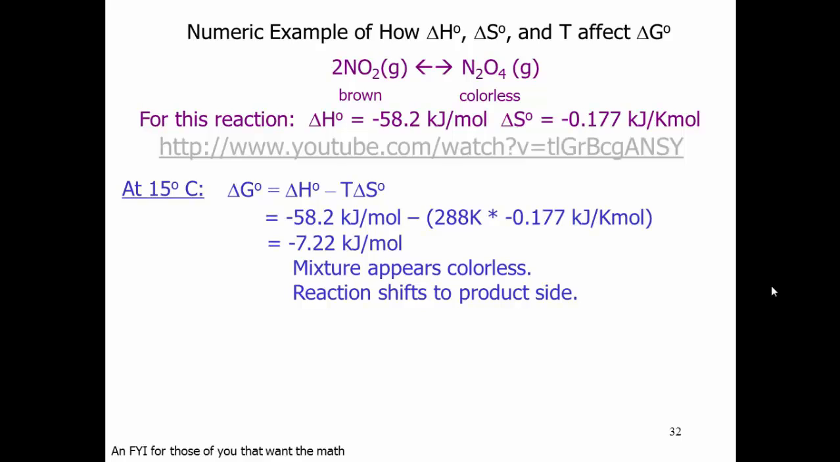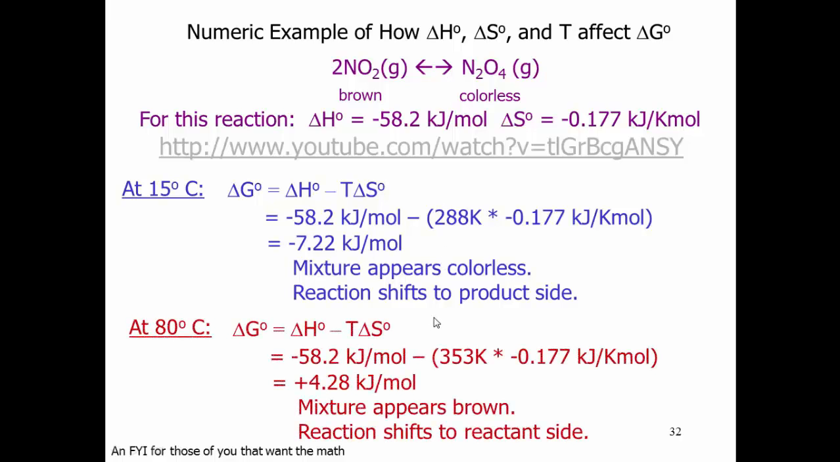If we look at the math for this at low temperature, or 15 degrees Celsius, we know that delta G is equal to delta H minus T delta S. So here's delta H, the minus 58.2. 15 degrees Celsius is 288 Kelvin, and delta S is minus 0.177 kilojoules per mole. Delta G is negative. Negative means that the reaction spontaneously goes forward. And you notice that the ice water one was pale in color. It was tending toward colorless.